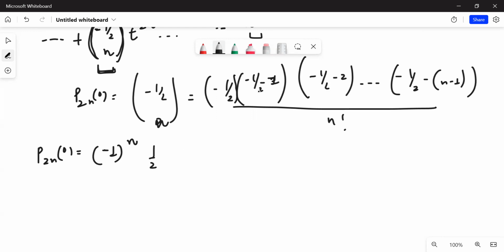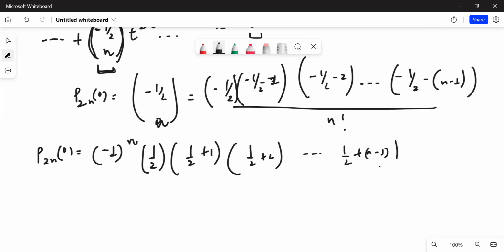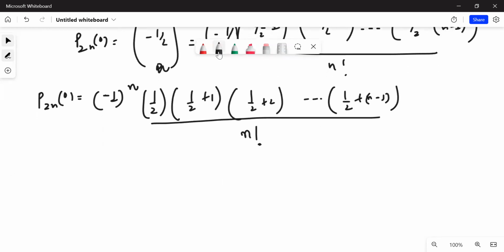If I take the minus sign common out, Bharat, yes or no? Yes sir. Okay, and this is 1/2 +1, then 1/2 +2, and so on up to 1/2 plus n minus 1, divided by n factorial. Is that clear?